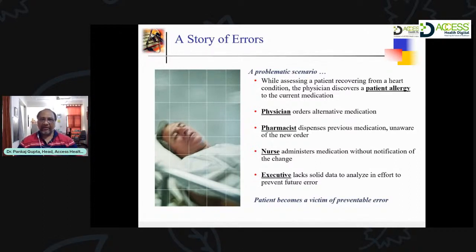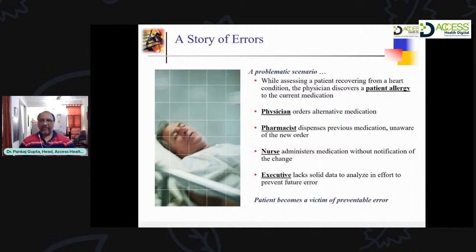There is a patient allergy, the physician orders an alternative medication, the pharmacist dispenses the previous medication because the pharmacist doesn't know that the physician has changed the medication. The nurse administers whatever was given by the pharmacist and doesn't know that the physician changed the medicine, or doesn't get any alert unless she is keeping records and is very alert. She just believes that the pharmacist may have sent the changed medicine, and the wrong medicine gets injected or administered. So obviously there are consequences of that.